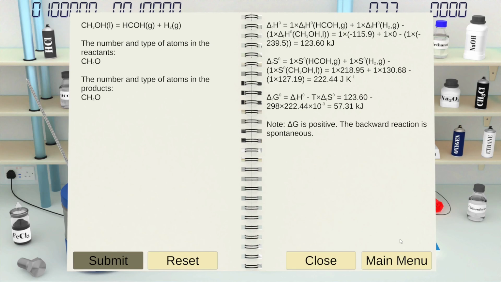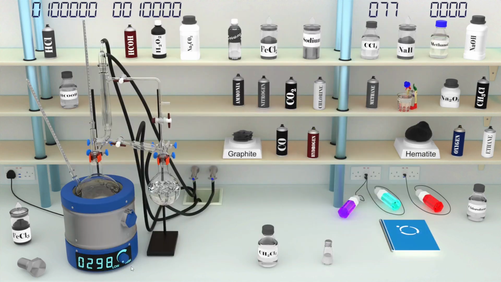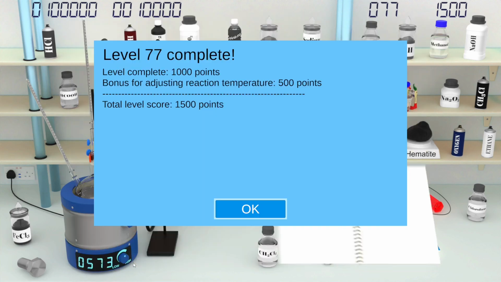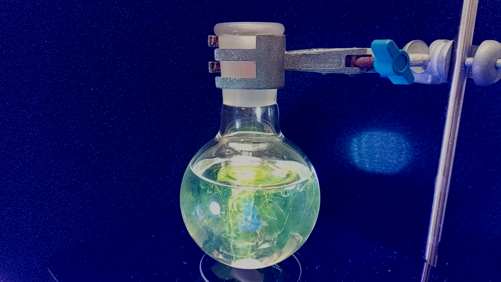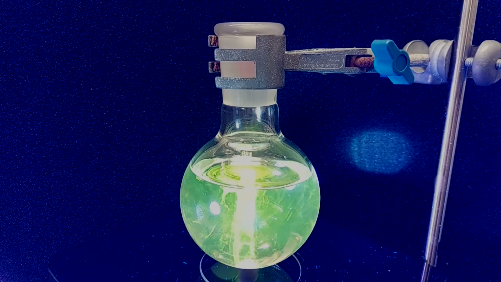Given the positive delta S value, the forward reaction becomes spontaneous at temperatures greater than 556 Kelvin. Therefore, increasing the temperature of this reaction is an effective approach to solving level 77. There is, however, another way to make this reaction spontaneous. The reaction might proceed even at 298 Kelvin by employing photochemistry.